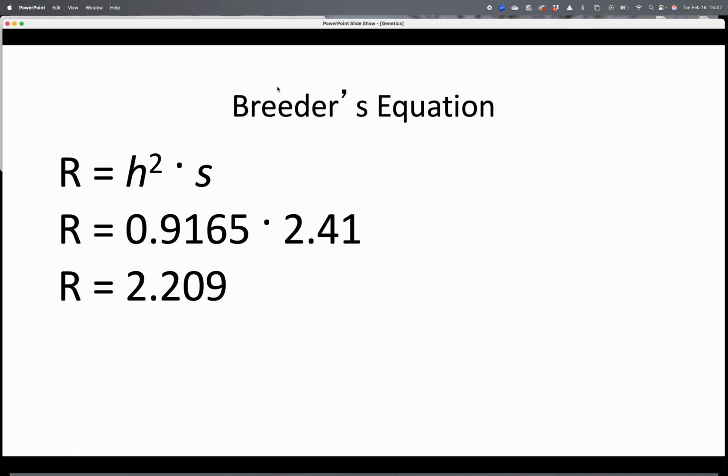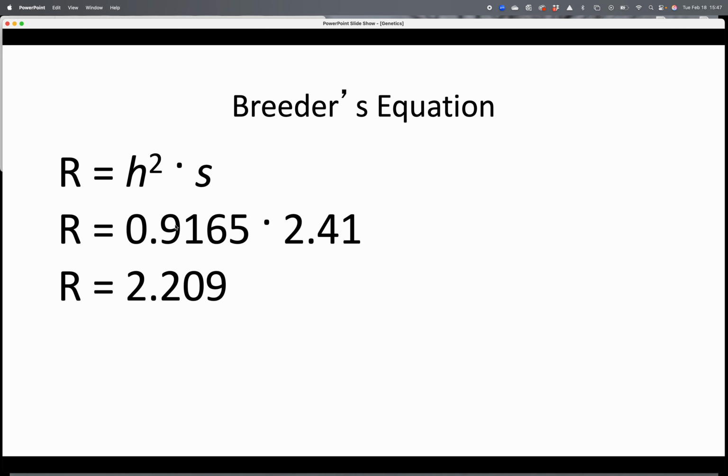It was originally intended for agriculturalists to know how to breed their animals to get a desired outcome. So in this, if you know two of these things, you can always figure out the third. If you know the evolutionary response to selection and the strength of selection, you can figure out heritability.